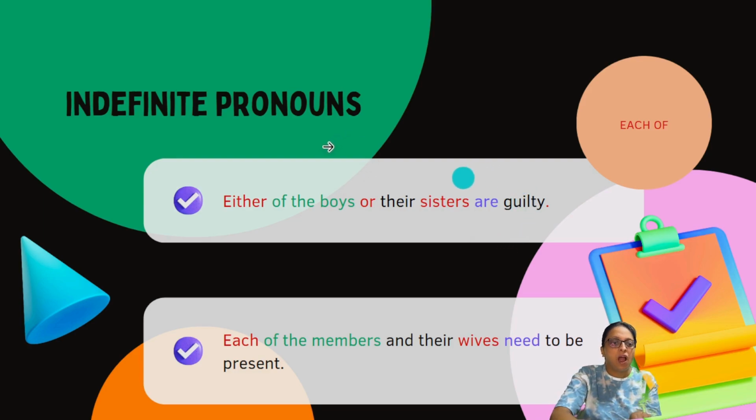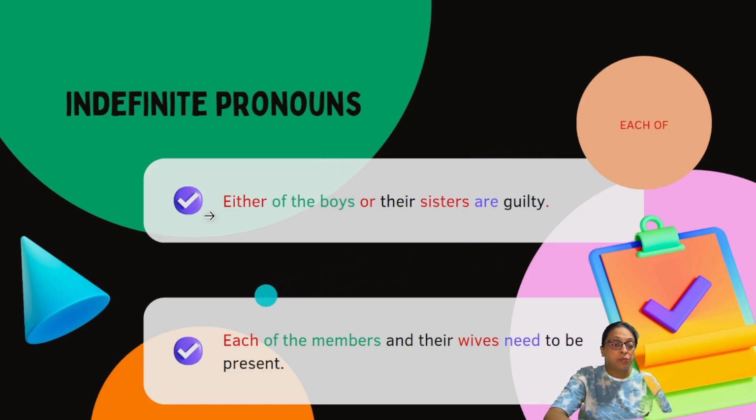Why have we taken are here? We have just learned that when we use either of the something, we use singular. But why are we using plural here? That is because we have added in a conjunction here, or, and we have added another plural subject here. We have learned previously that if we have a plural subject added into the sentence, then we have to consider that plural subject, and that plural subject should be placed just before the plural verb. Therefore, we have used are here. Okay, I hope you have understood now.